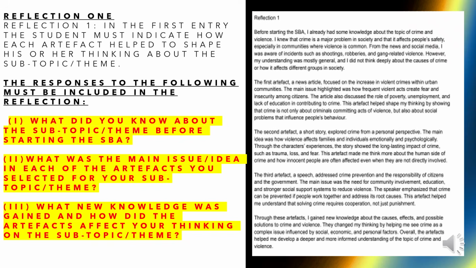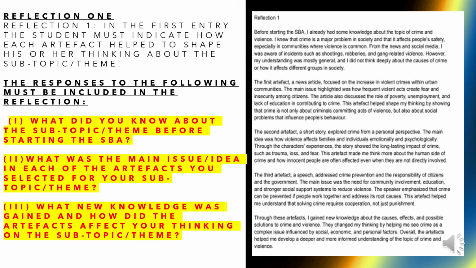The second artifact, a short story, explored crime from a personal perspective. The main idea was how violence affects families and individuals emotionally and psychologically. Through the character's experience, the story showed the long-lasting impact of crime such as trauma, loss, and fear. This artifact made me think more about the human side of crime and how innocent people are often affected even when they are not directly involved.